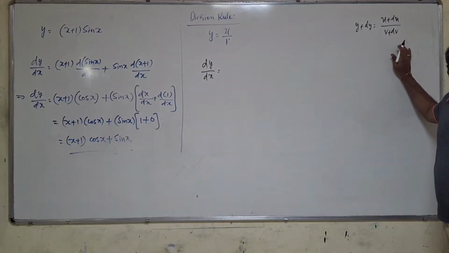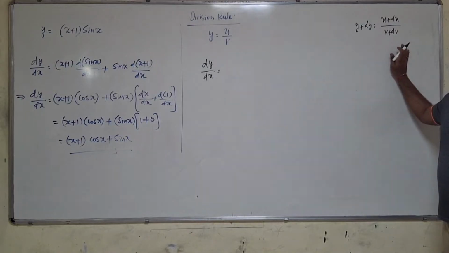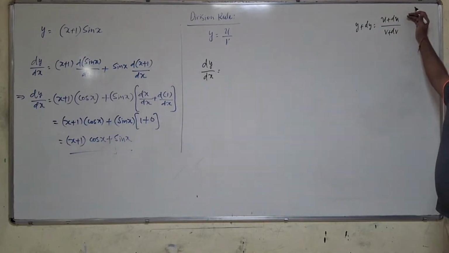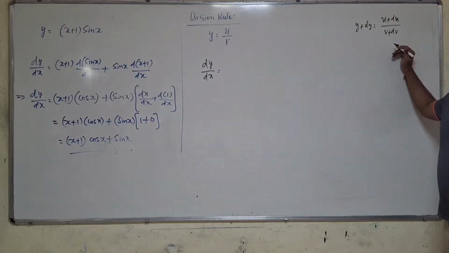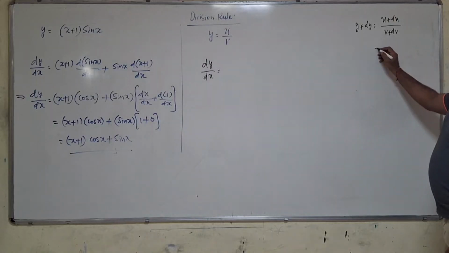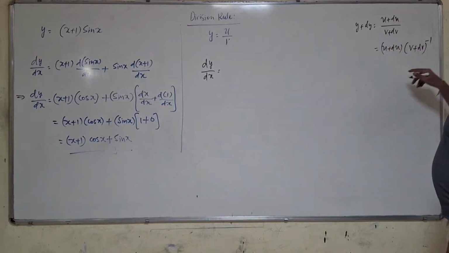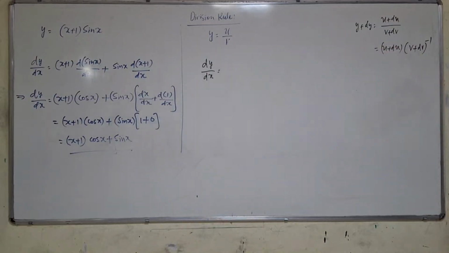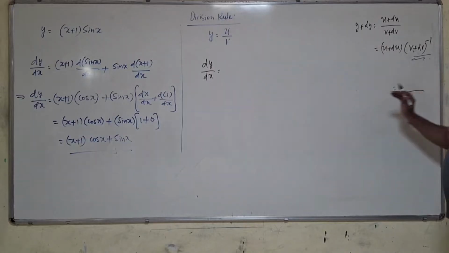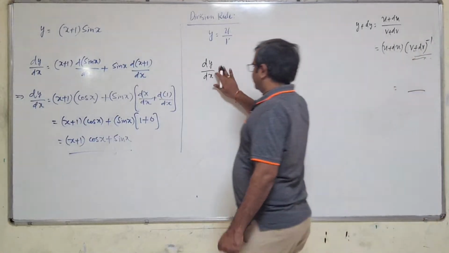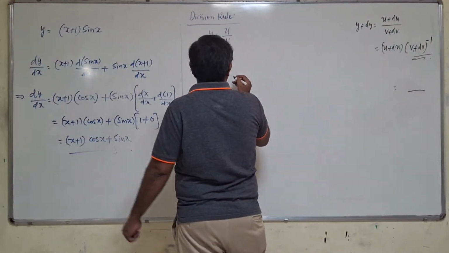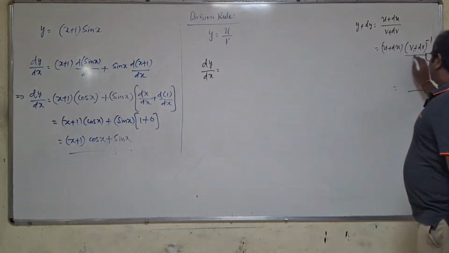You understand this? If y is equal to u by v, y plus dy is equal to u plus du by v plus dv. Now this can be written as u plus du into v plus dv whole power minus 1. Take v out, write down the binomial approximation, and simplify. You will get this rule. You try it later yourself. The key is to write the binomial approximation.